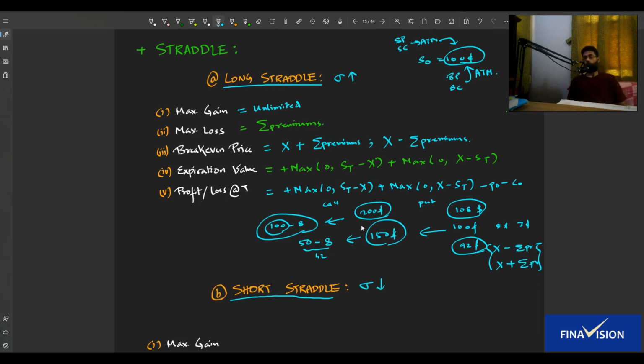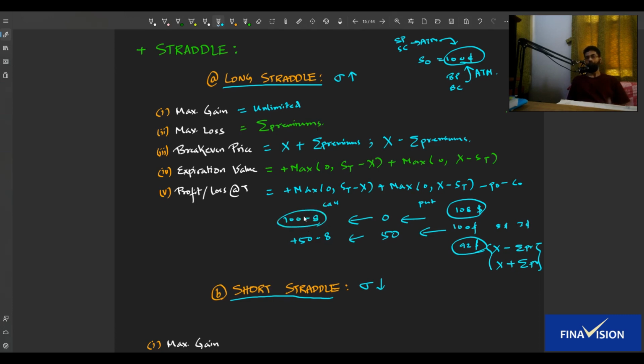When it goes down also, the gain potential is substantial. Let's say the stock price went to 50. In that case, the gain is from the put. Initially the gain was from the call, now the gain is from the put. Here the gain is 50 minus 8, right? Let's say the stock price goes to 0. Here the gain is the full 100 minus 8, right?